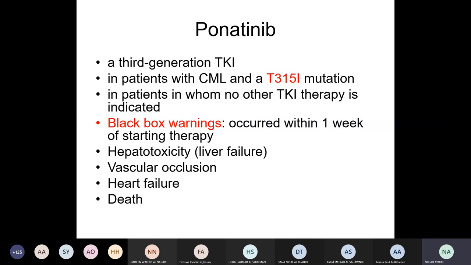Or if from the beginning I have the T315I mutation, then go directly to ponatinib because the second generation will not work with T315I. It is effective, especially against T315I, but it has a lot of toxicity. We have many black box warnings with ponatinib, one of them is sudden death. It is a serious drug. It can cause sudden liver failure or severe, fulminant hepatotoxicity. It can cause heart failure. So this drug is given to patients who are actually in need of ponatinib, or we really don't have other options. We consider it a third generation TKI for patients with Philadelphia chromosome positive CML.